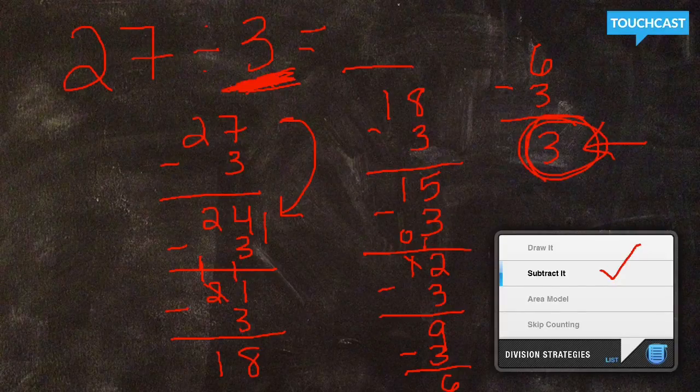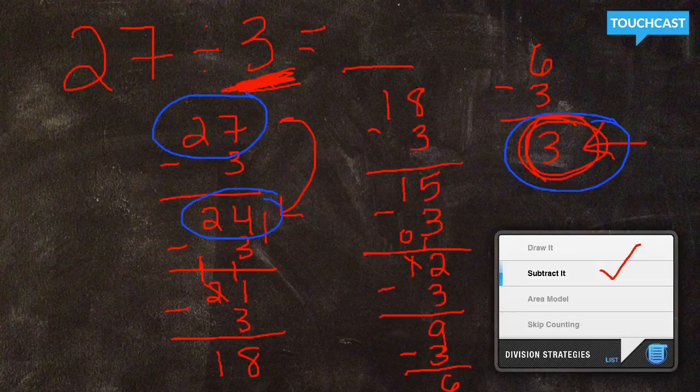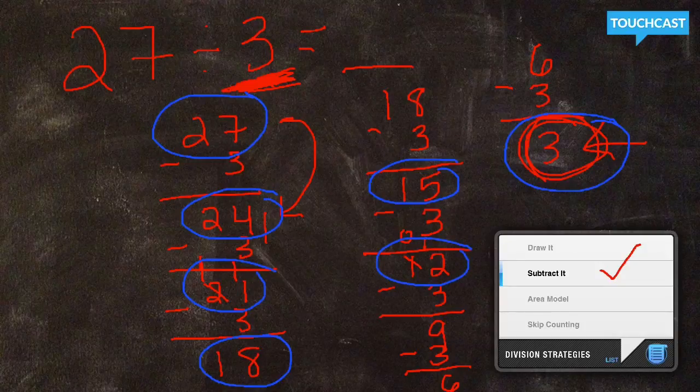So now what we need to do is, starting at 27 and ending at 3, we're going to circle all the numbers that we subtracted 3 from. So we subtracted 27 minus 3 and got 24. 24 minus 3 and got 21. 21 minus 3 and we got 18. 18 minus 3, then we got 15. 15 minus 3, then we got 12. 12 minus 3 and we got 9. 9 minus 3 and then we got 6. And then, of course, we got down to 3.